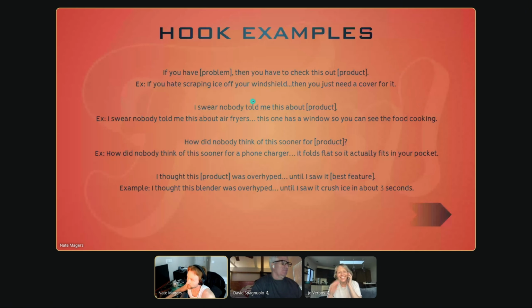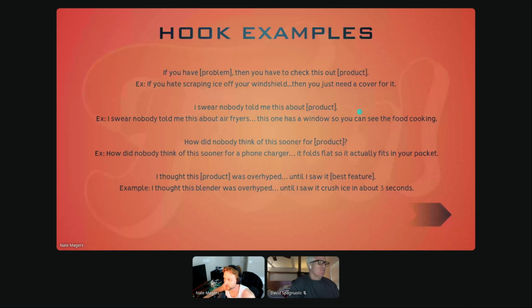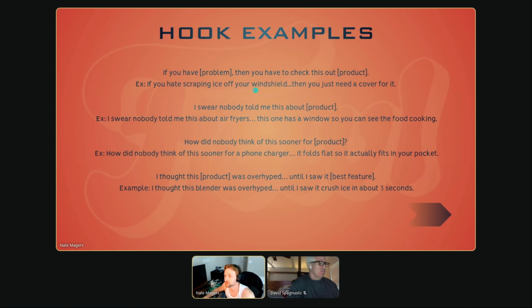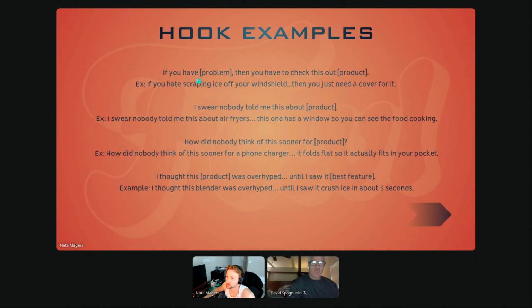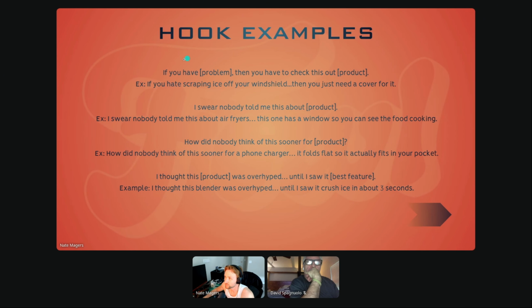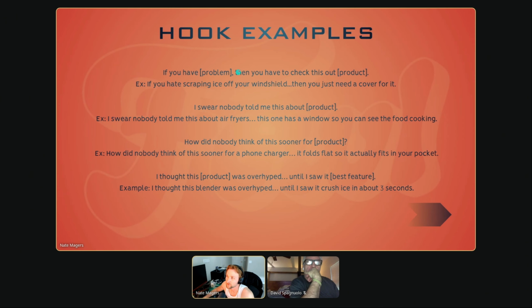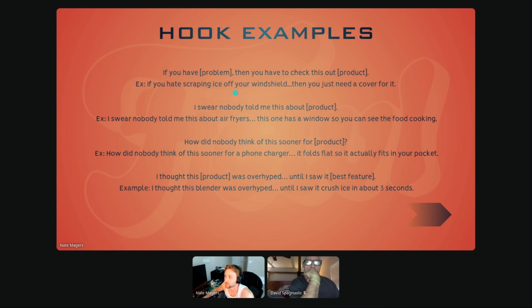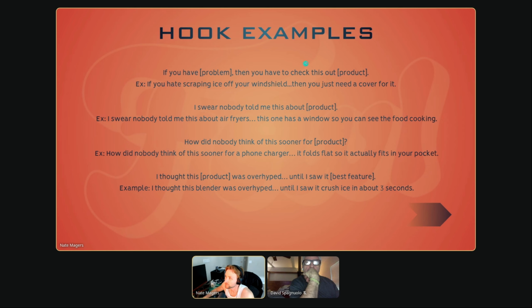Okay, I've got some hook examples here. We're almost through the presentation already. But here's some examples. Nick posted this pretty recently. This is like his go-to if you cannot come up with a hook. This is your go-to hook right here. If you have this problem, you'd insert the problem, then you have to check out this product, right? Very simple, very basic, but it will work if you have nothing else.